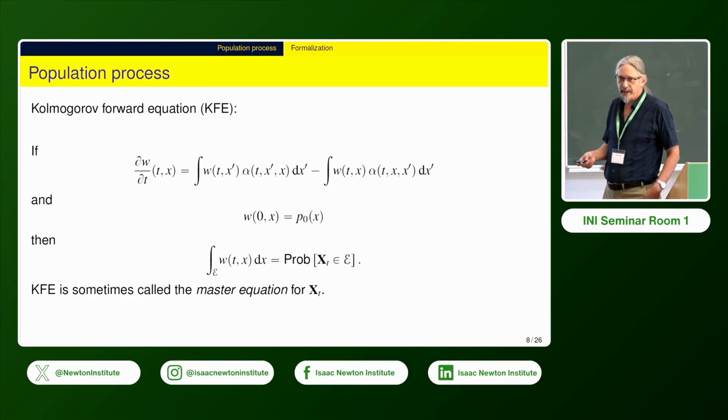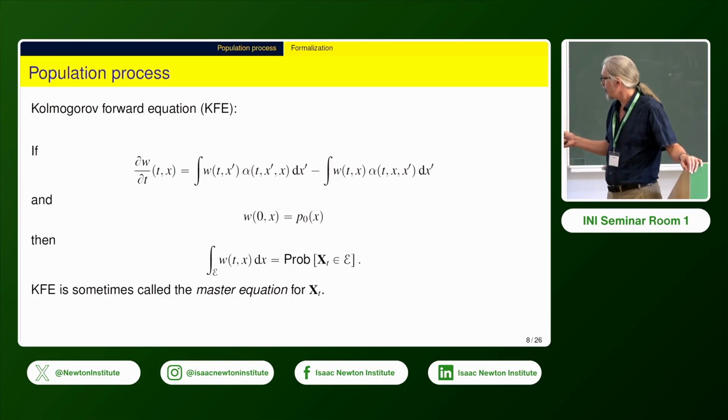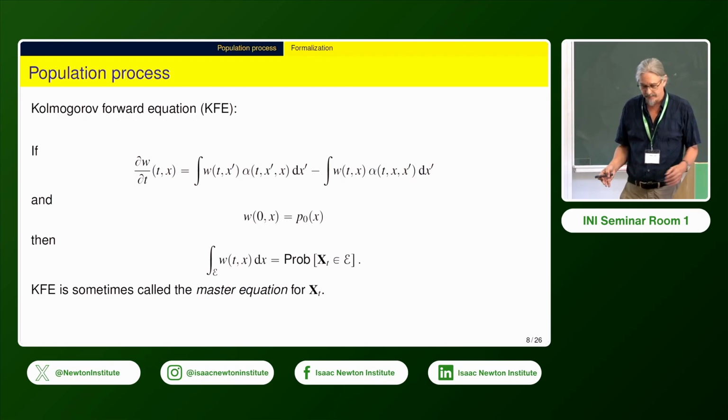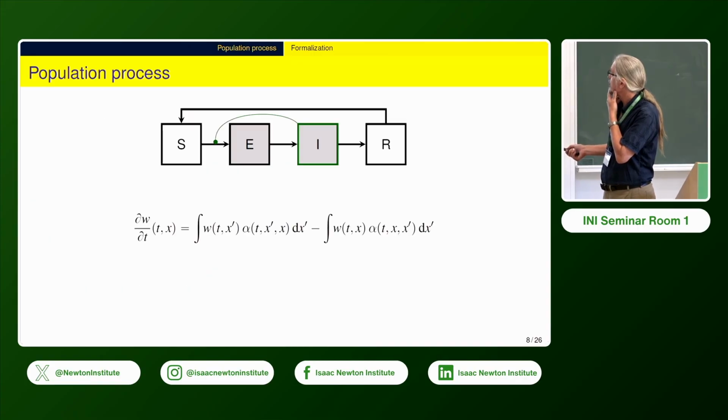A very compact way of writing this, and one that I'm hoping to impress in your mind, at least to the end of the talk, is the Kolmogorov forward equation, which just describes the flux of probability into and out of states. It has a simple form. There's an initial value problem here that, if you can solve it, tells you the probability of finding the system in any given state at any given time. This is also known as the master equation in this context.